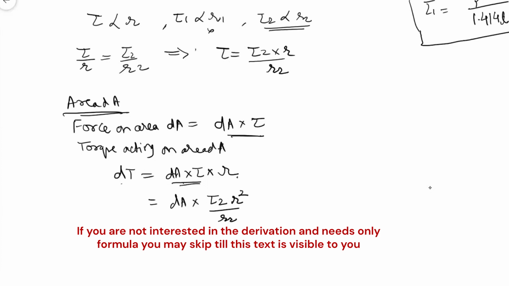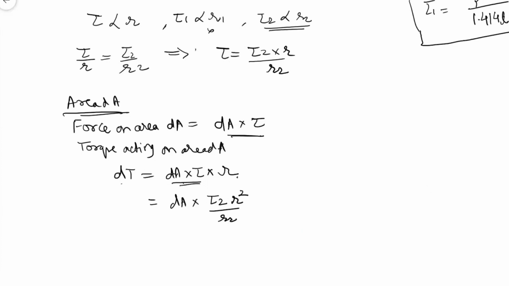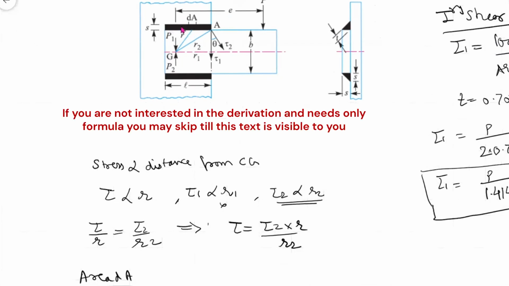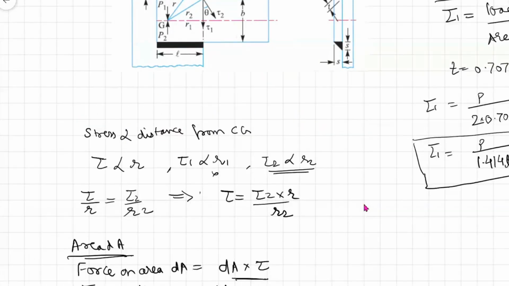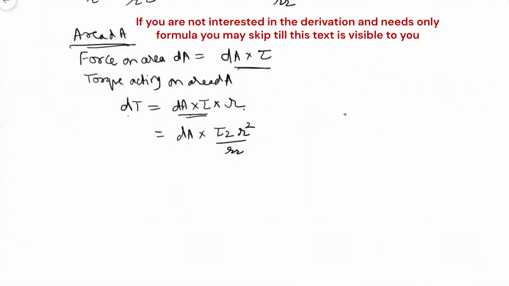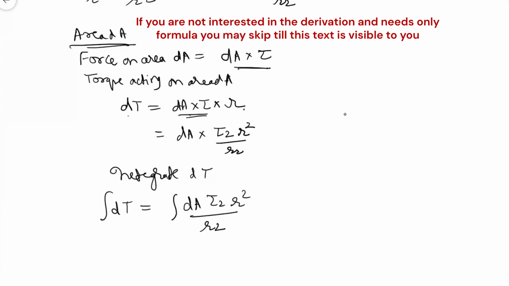Now this torque is acting on area dA. Are we interested in area dA? No, we are not interested in such a small area, we are interested in the entire weld. If I talk about the entire weld, there are thousands of dA areas. If I want to find the torque on this entire weld, what will I do? I will integrate dT. Integration of dT is equal to integration of dA tau 2 R square upon R2.